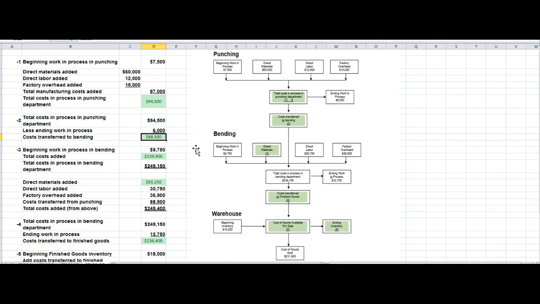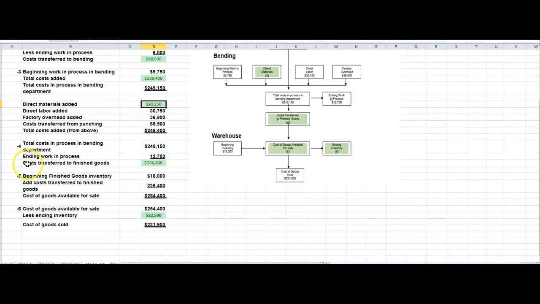And then it tells us the beginning inventory in bending was 9,750. They added 239,400. Gives them total cost in process of 249,150. Direct materials added, we had to figure that one out, right? So to figure that one out, we had to take this number and subtract all of these to get this number, 93,250. We then had total cost in process in bending of 294,150 right here.